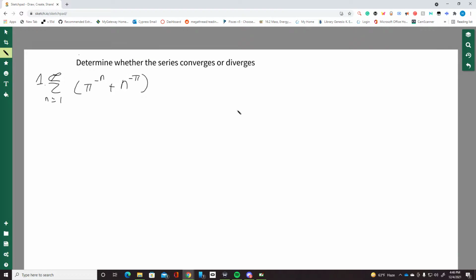Well, I don't think we can do the divergence test. So, what we are going to do is start by separating it into two series. We can do this, pi to the minus n. Now, we are not entirely sure if doing this is actually the right way to do it, but we will find out soon.